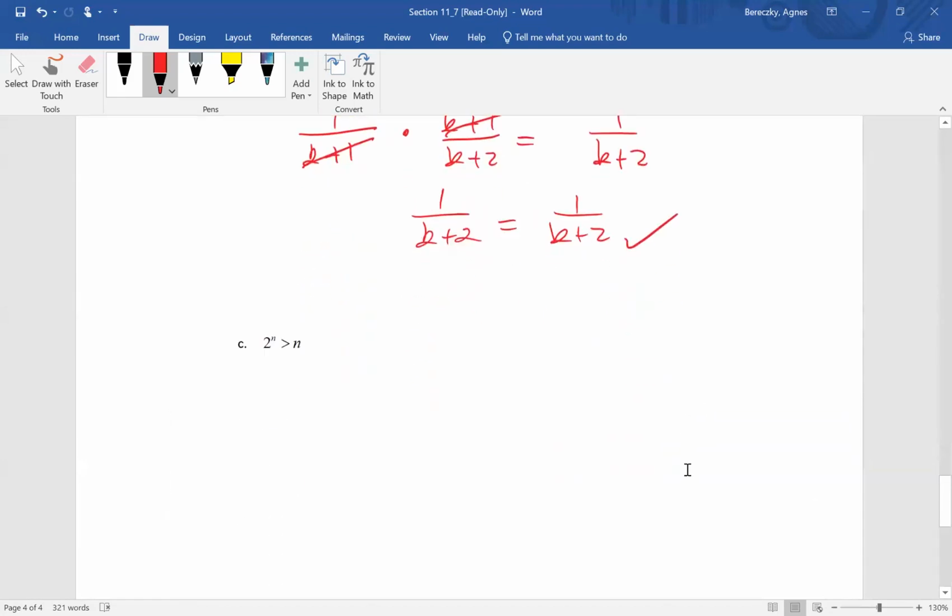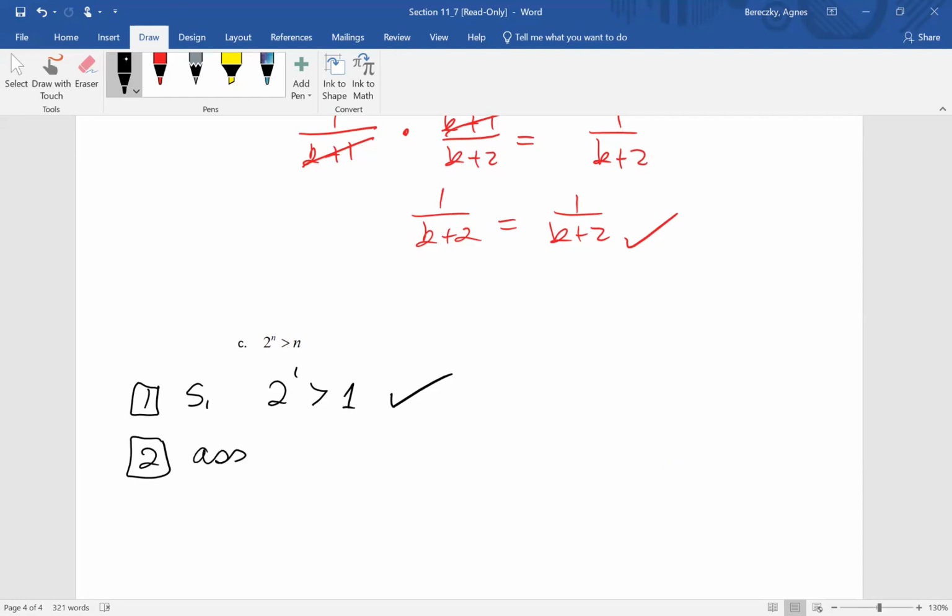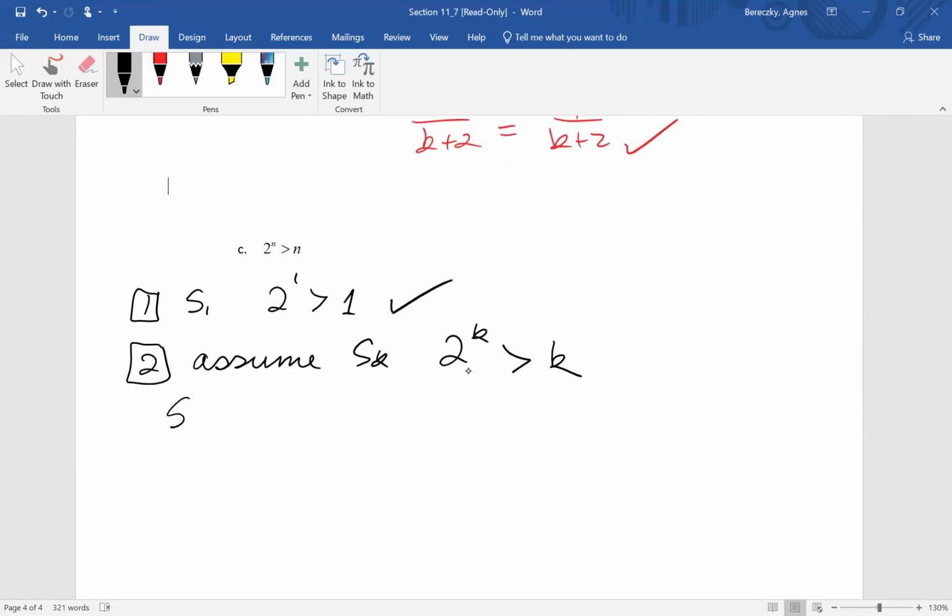The last proof will be proving that 2 to the n is greater than n. So we start by putting 1 in for n. 2 to the first power is greater than 1. So yes, it is true. Then we're going to assume Sk. So 2 to the k is greater than k. And we're going to prove for Sk plus 1, which means 2 to the k plus 1 is greater than k plus 1.